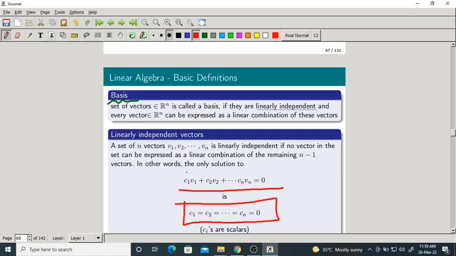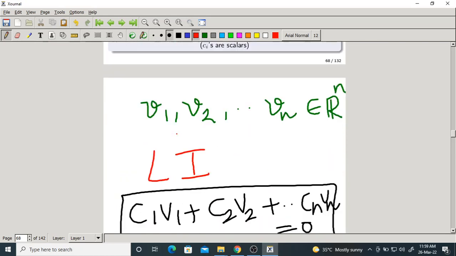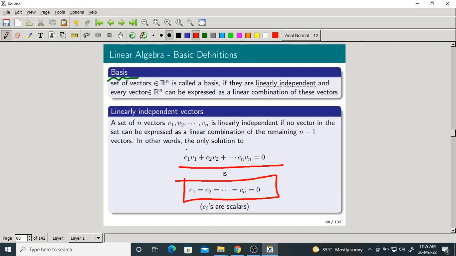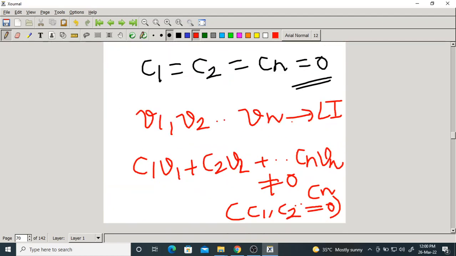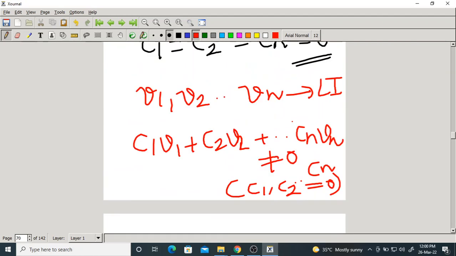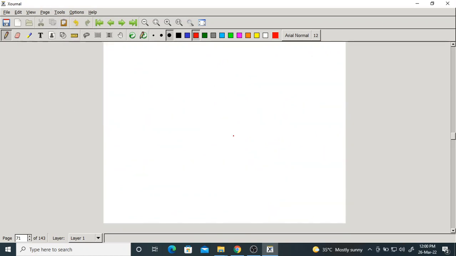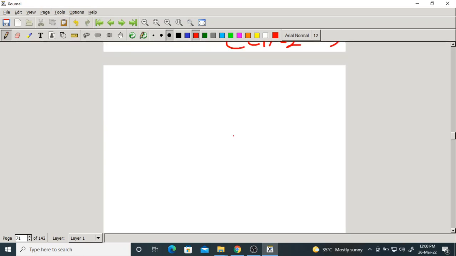Now, if you have a set of vectors which are linearly independent, then every vector belonging to Rn can be expressed as a linear combination of these vectors. Basically, the basis vector means a fundamental vector using which you can represent any vector as a linear combination of these vectors.